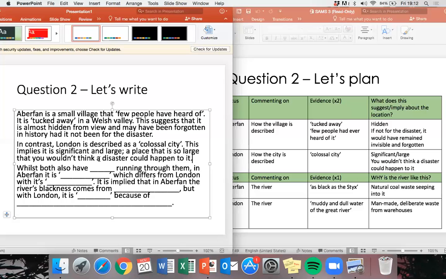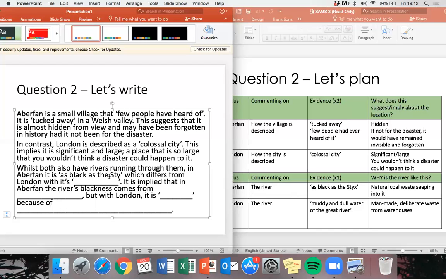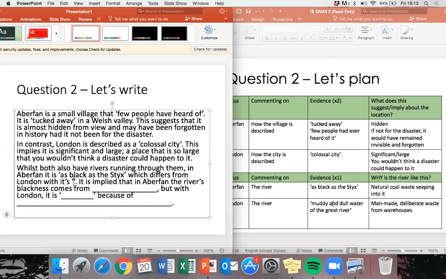So I'm also going to put, whilst both have, what do both have running through them? Rivers. We've got it over here on the table, commenting on the river. So while they both also have rivers running through them, in Aberfan it is, and again, quotations come in handy there. I have put the quotation marks in there to signify this, okay? So in Aberfan it is as black as the Styx. And this is where I've done the statement and quotation about source A, and I'm now going to go on to do the same thing for source B. I'm going to put, which differs from London with its great river, okay? Great river, we've got over here at the end of that quotation.